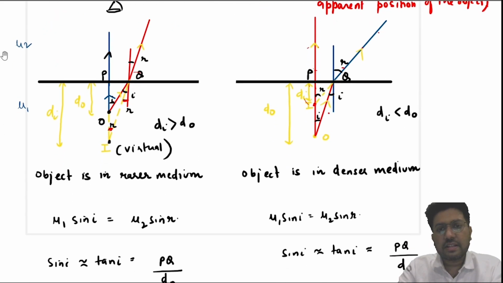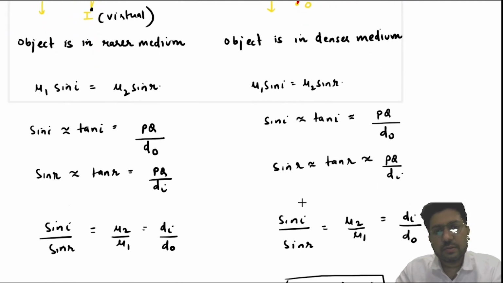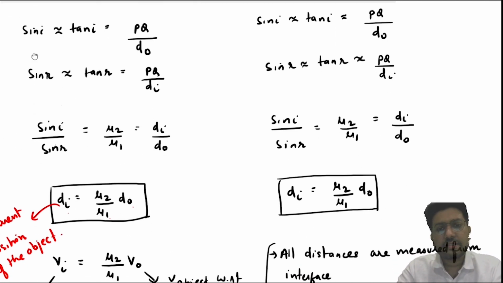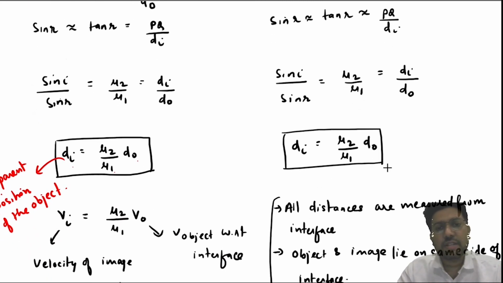Again, the derivation is same. If this angle is r, this whole angle is r, and if this whole angle is r, this also angle is r. Why? Because these two are alternate angles. Similarly, if this angle is i, this angle is i. Again you will do the same thing. Mu1 sin i is equal to mu2 sin r, and sin i is nearly equal to tan i is equal to pq divided by do. Similarly, sin r is nearly equal to tan r is equal to pq divided by di. Again you will divide these two and you will get sin i by sin r is equal to di by do, but sin i by sin r is also equal to mu2 by mu1, and you will get the same formula, that is di is equal to mu2 by mu1 into do.